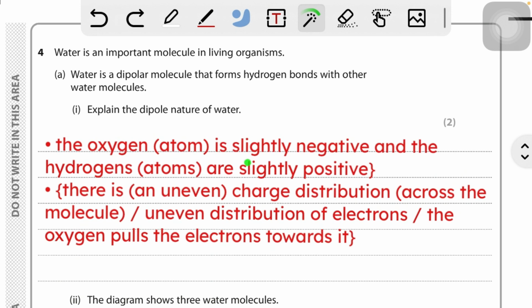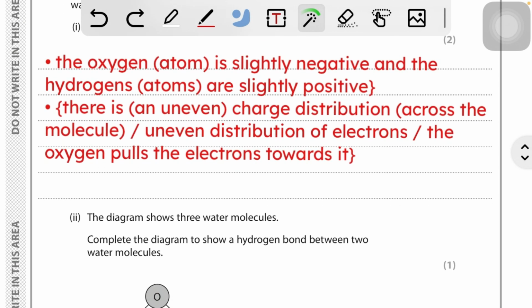Oxygen atom is slightly negative and the hydrogen atoms are slightly positive. There is an uneven charge distribution across the molecule, uneven distribution of electrons, and so the oxygen pulls the electrons towards it. As there are many water molecules, this oxygen will pull the hydrogen over here, because it is slightly negative and the hydrogen is slightly positive, and it creates an attraction between them. And this is the dipole nature of water. Okay, let's see the second answer.